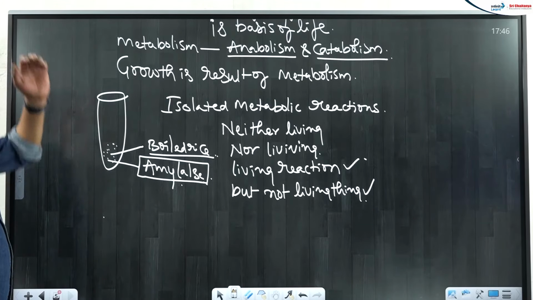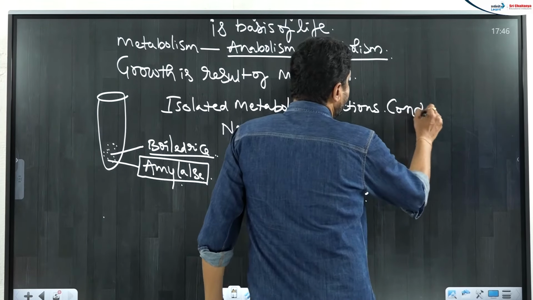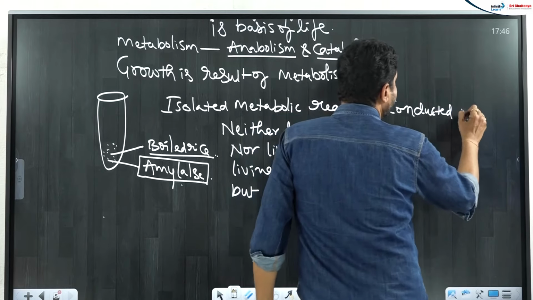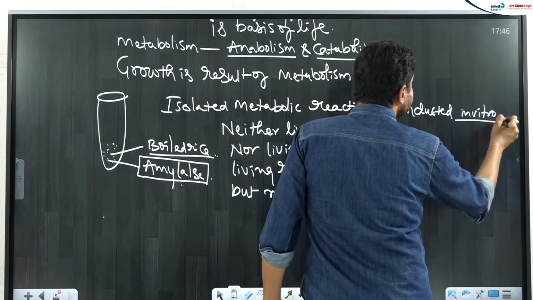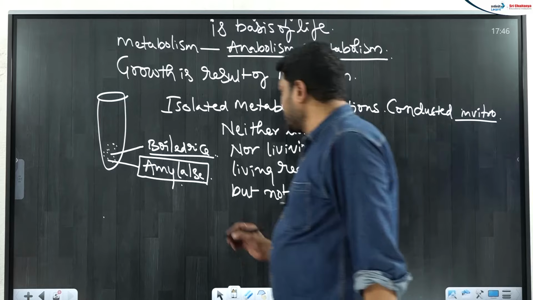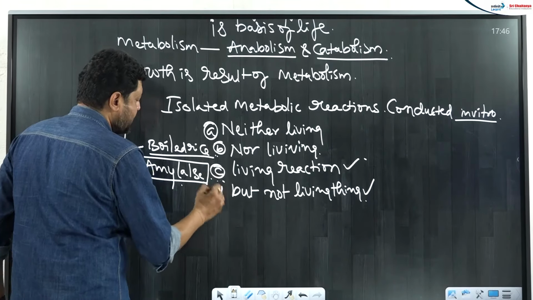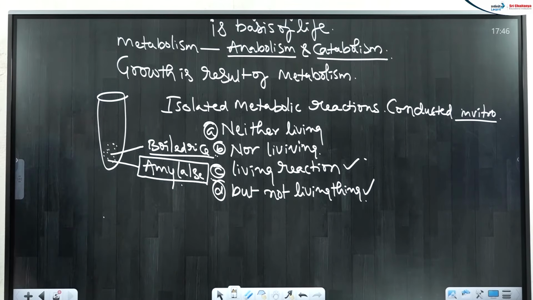So isolated metabolic reactions are conducted in vitro. In vitro means inside the test tube. Isolated metabolic reactions in vitro. So it is a section B question. A, B, C, D. How many of these are correct with respect to an isolated metabolic reaction conducted in vitro? That is neither living nor non-living.